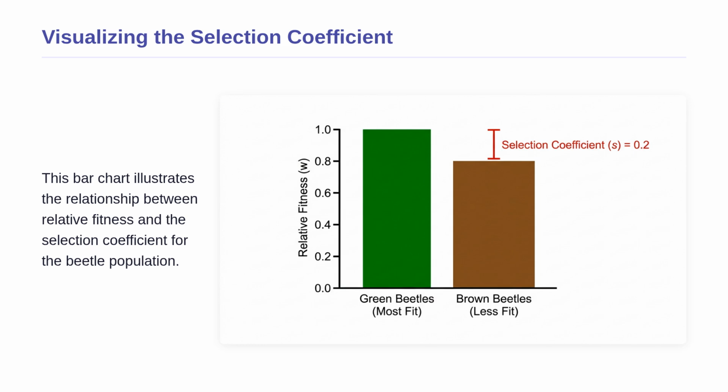Notice the empty space above the brown bar. That gap, highlighted by the red bracket, is exactly what the selection coefficient measures. It visually represents the 0.2 or 20% evolutionary penalty that the brown beetles pay because of their coloration.